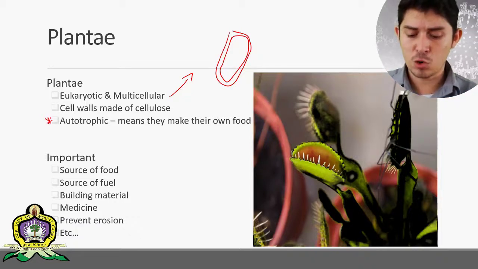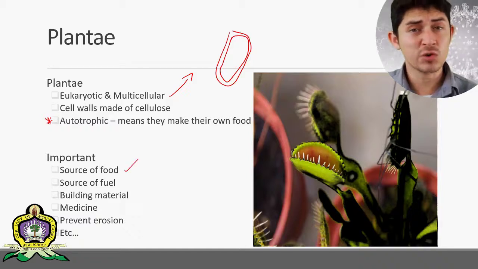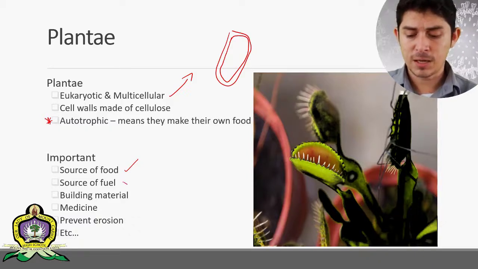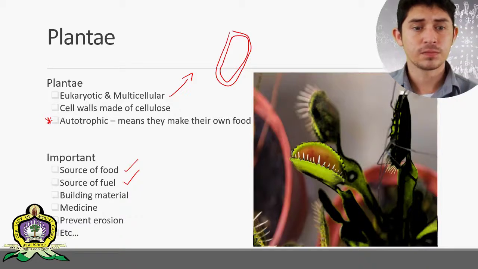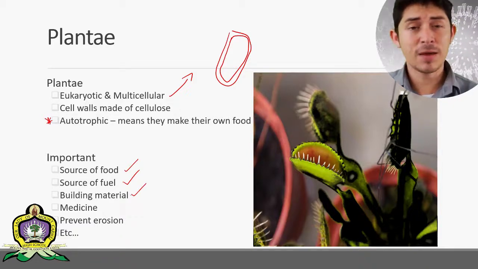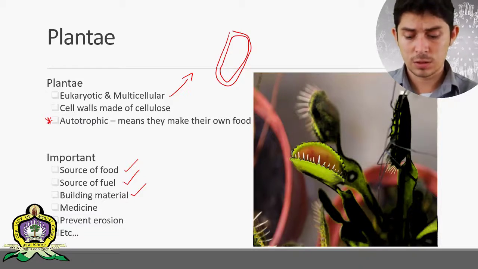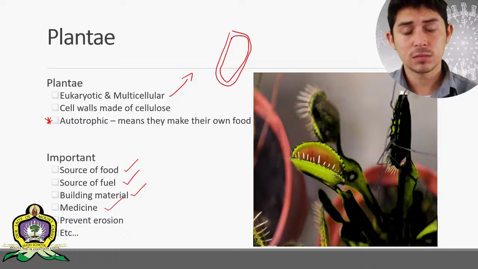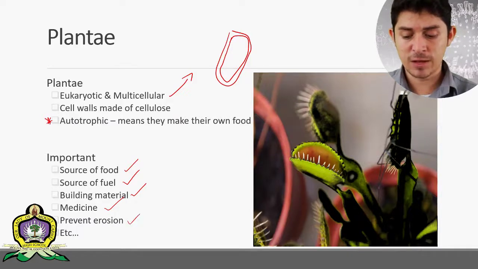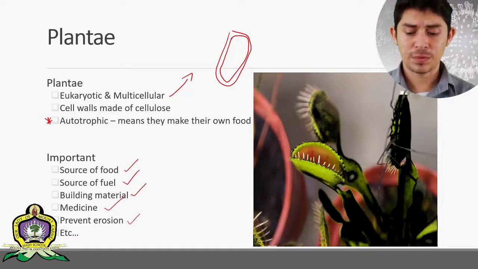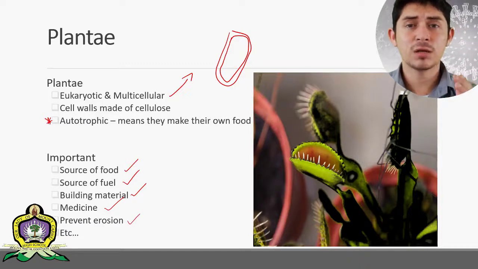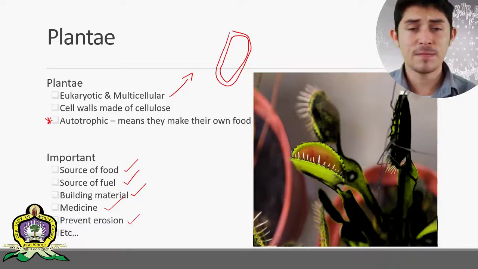So here I have the importance, which is they are a source of food for us humans. They can be used as fuel, para esas personas que todavía usan leña. Plants are a source of fuel. Building materials, many houses possess a lot of wood. They can be used as medicine, and they also prevent erosion. So there's many importances of plants. I only included some, but it can be many more.